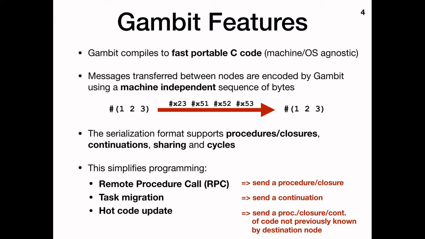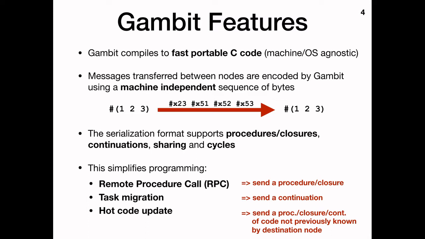Gambit offers some features to help implement this system. It offers fast portable C code, which adapts itself to the machine and OS. It offers a way to serialize most Scheme objects, including procedures, closures, and continuations. It preserves the sharing and cycles in data types. This simplifies the programming of remote procedure calls by sending procedures and closures.